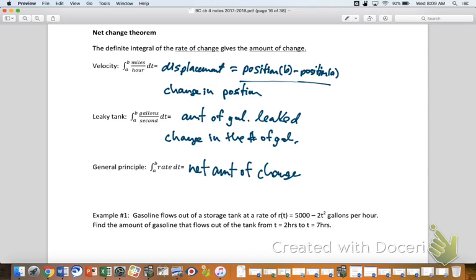Okay, so we'll start off with some really basic stuff, and we'll work our way towards some less basic stuff. So if you would take a look at example number 1. It says gasoline flows out of a storage tank at a rate of R of t, measured in gallons per hour. Find the amount of gasoline that flows out of the tank from t equals 2 to t equals 7 hours. Ready to go?